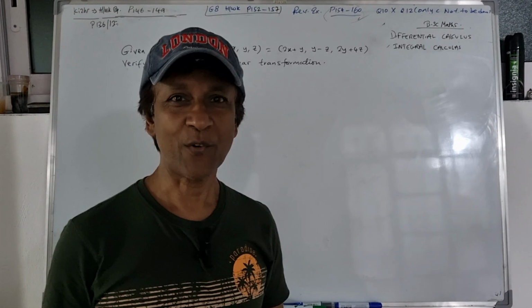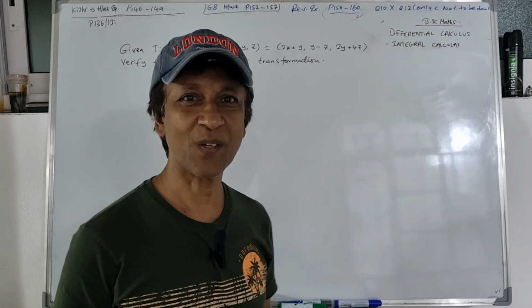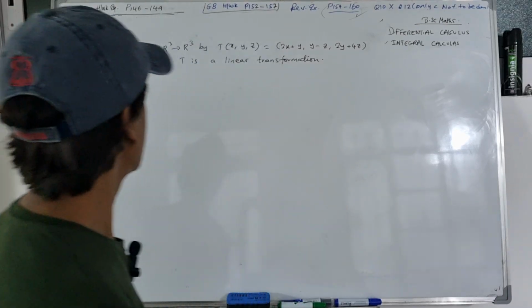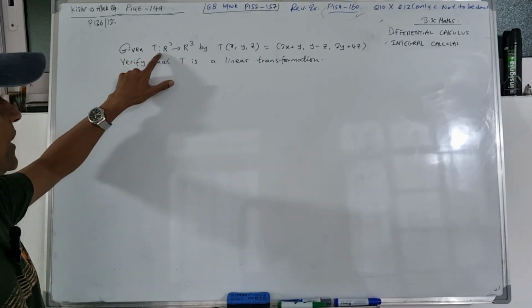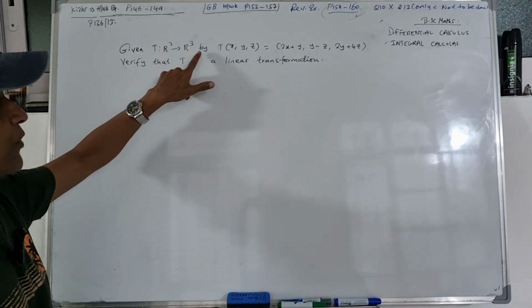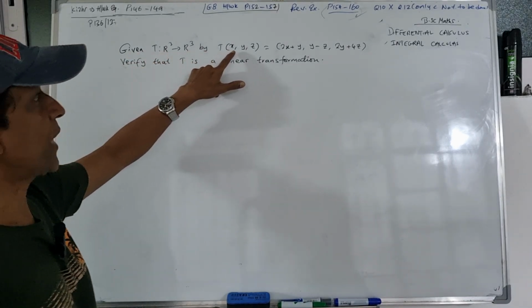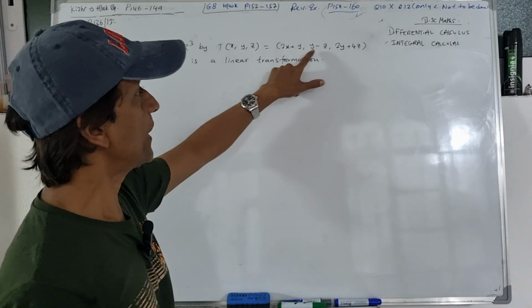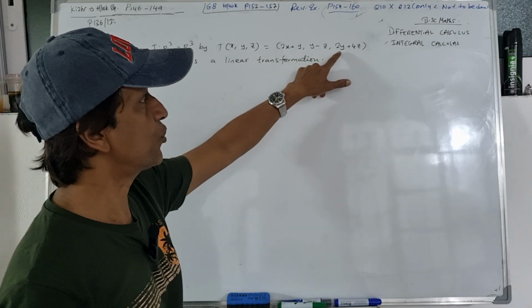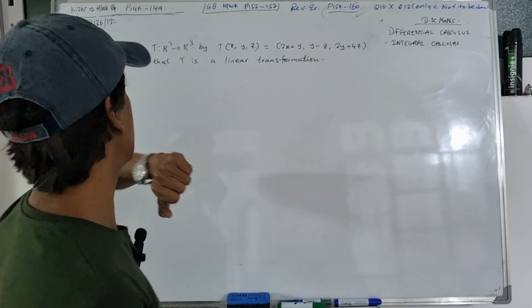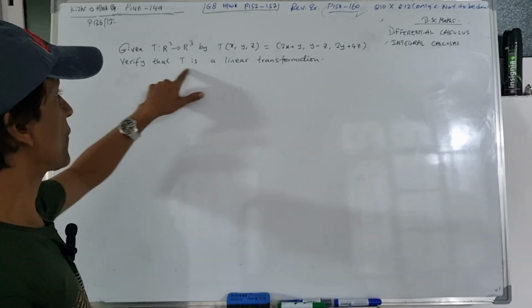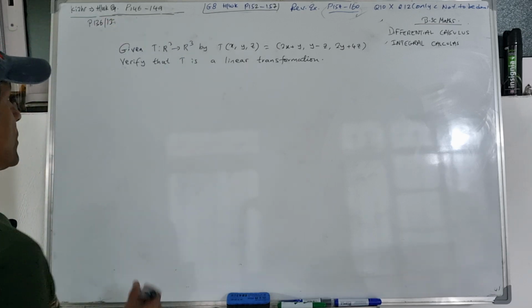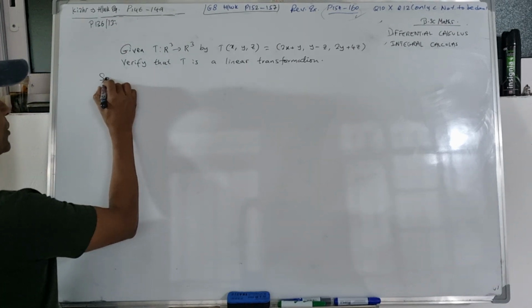Hi there, today we have a very interesting question based on linear transformation from the linear algebra course. Given that T maps R3 onto R3, where T of (x, y, z) is equal to (2x plus y, y minus z, 2y plus 4z), we need to verify that T is a linear transformation. So let's try the solution to this problem.